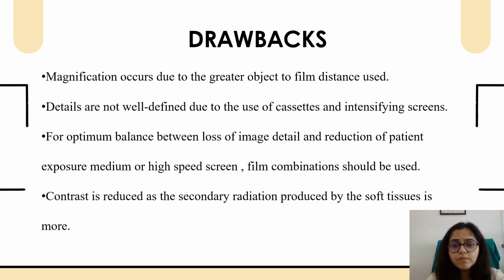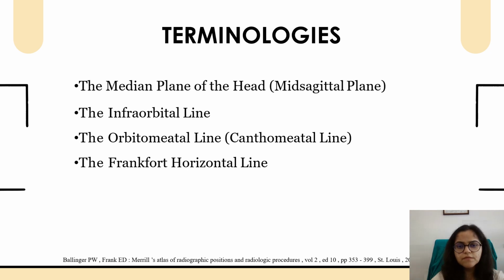There are several drawbacks of extraoral radiographs. Magnification occurs due to the greater object to film distance. Details are not well defined due to the use of the cassette and intensifying screens. For optimum balance between the loss of image detail and reduction of patient exposure, medium or high speed screen film combination is used, and contrast is reduced as the secondary radiation produced by the soft tissue is more.